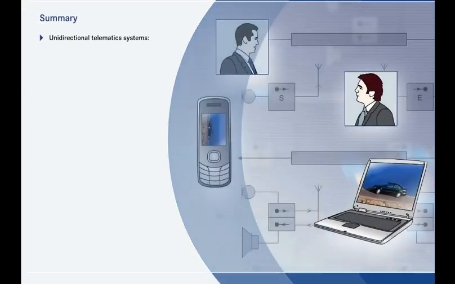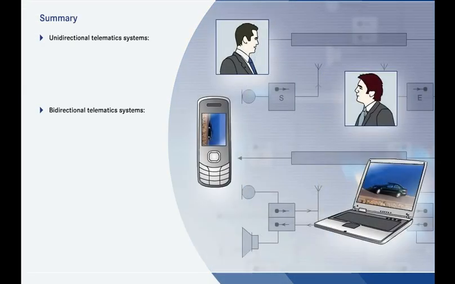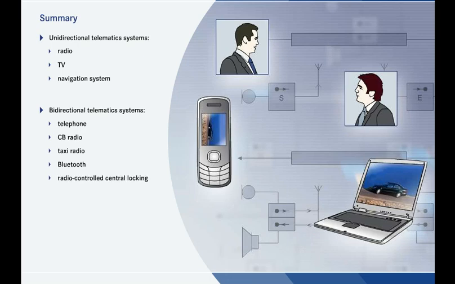The telematic systems in the vehicle can be classified as unidirectional and bidirectional systems according to the signal direction or directions. The radio, TV, and navigation system can only receive the relevant radio signals. The following systems, on the other hand, can both send and receive radio signals: the telephone, CB radio, taxi radio, Bluetooth, and radio-controlled central locking. The radio signals of the mobile phone, Bluetooth devices, and radio-controlled central locking are encoded, as they are confidential and must not be accessed without authorization.